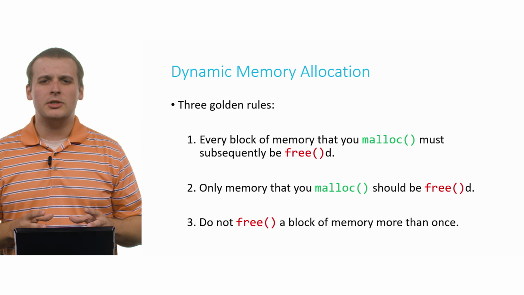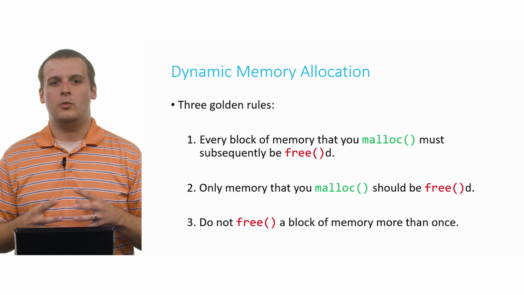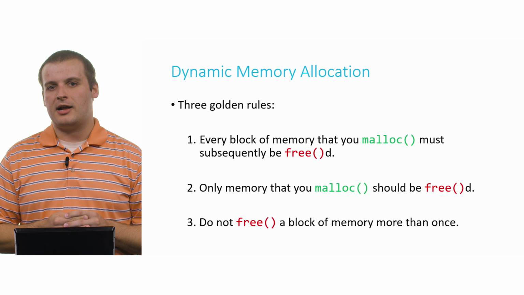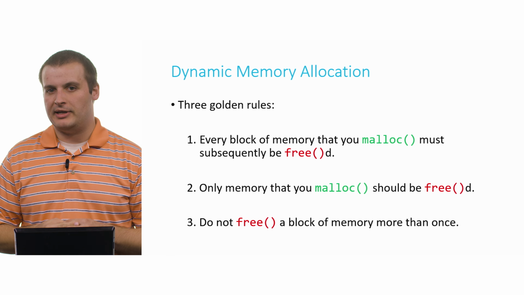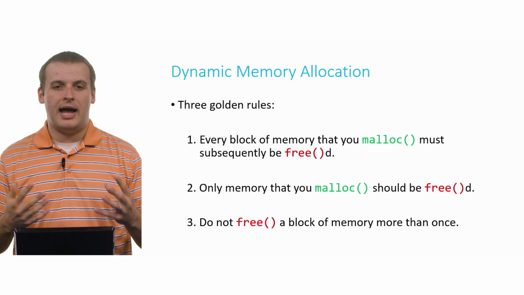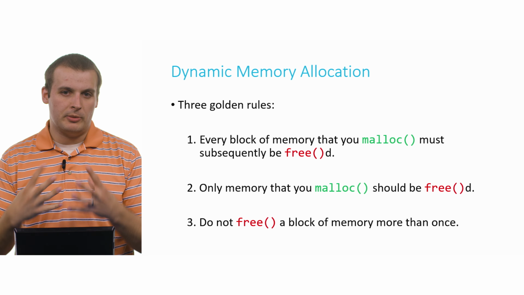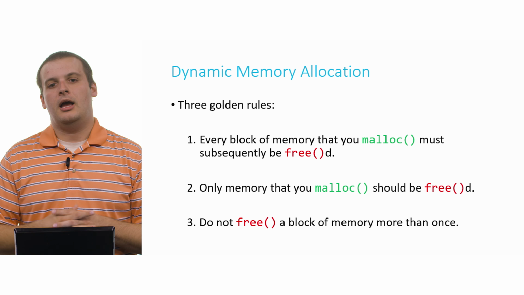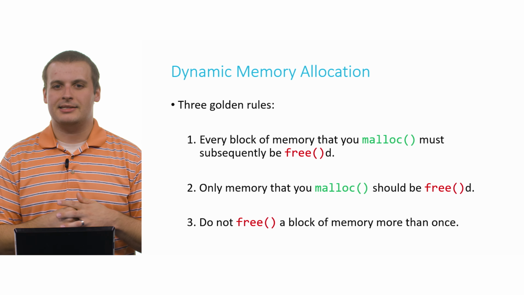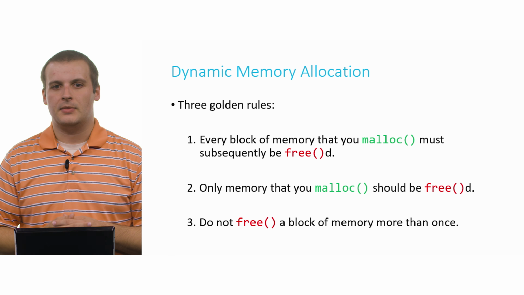So there are 3 golden rules that should be kept in mind whenever you're dynamically allocating memory with malloc. Every block of memory that you malloc must be freed before your program finishes running. Now, again, in the appliance or in the IDE, this will happen anyway when your program is terminated. All the memory will be released. But it's generally good coding practice to always, when you're done, free what you have malloced.